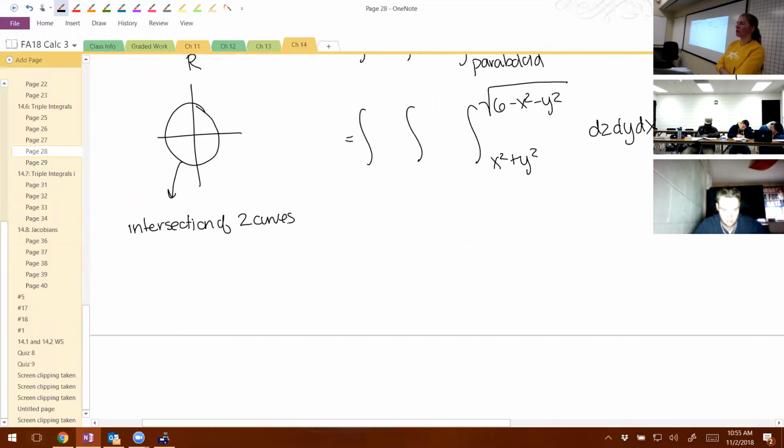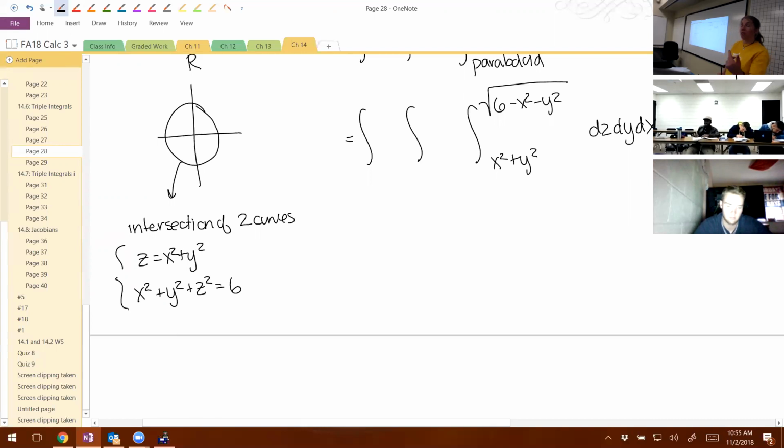How do you find out where two things are equal to each other or where two things intersect? Instead of making them equal to each other, we're essentially just going to work through and solve a system of equations here. So our first equation is z equals x squared plus y squared. Our second equation as written is x squared plus y squared plus z squared equals 6.